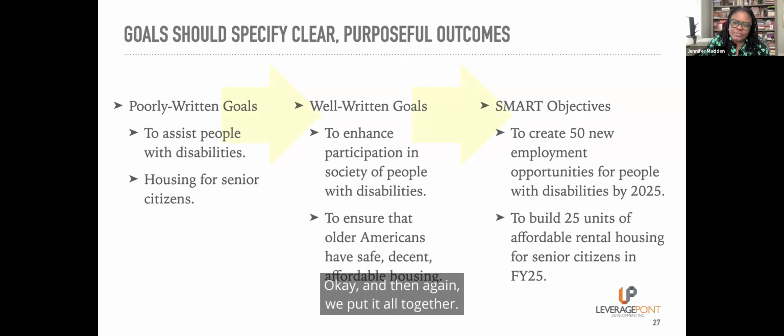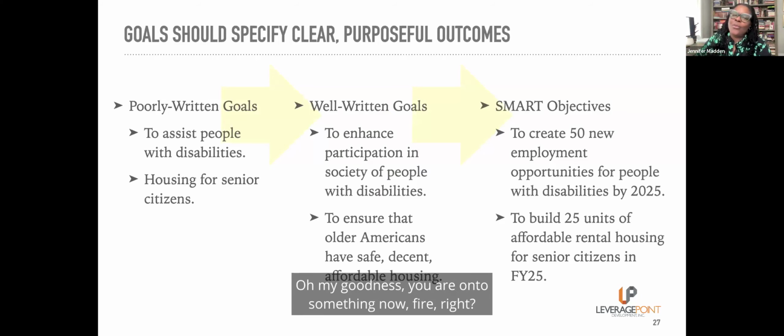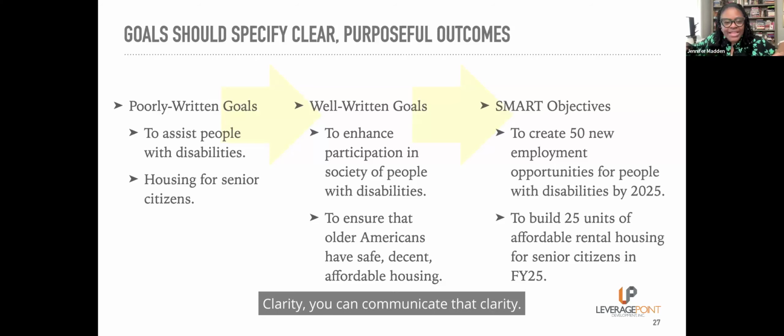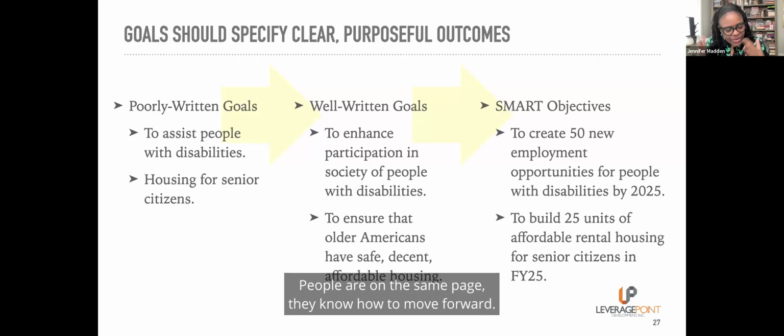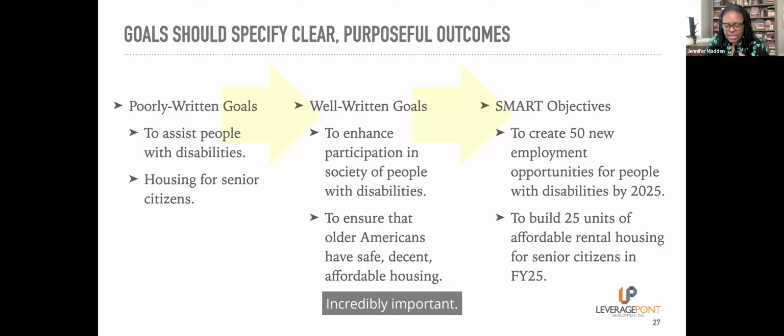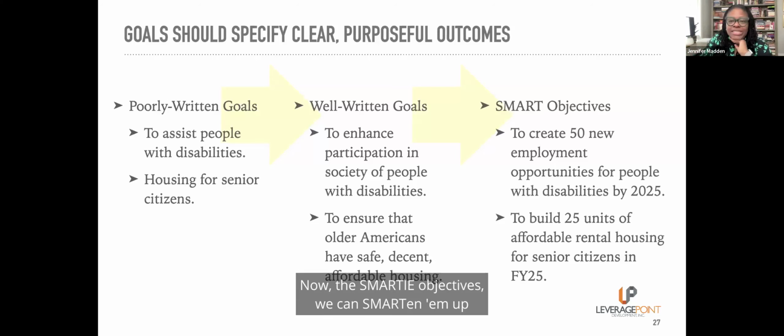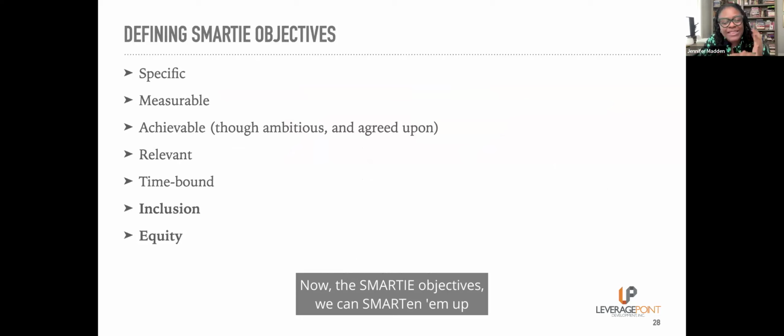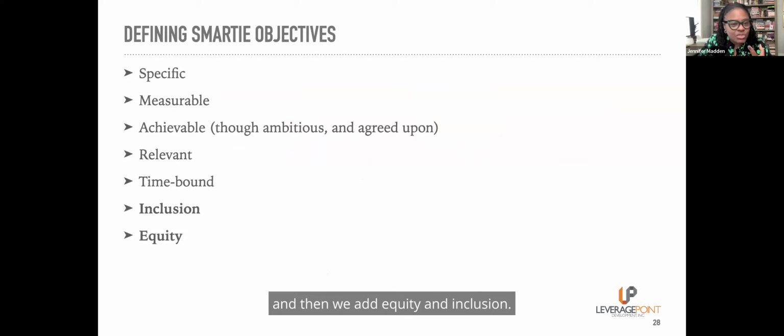Okay. And then again, we put it all together. We strengthen our goals, we write them really well, and then we smarten them up. Oh my goodness, you are on to something now. Fire, right? Clarity, you can communicate that clarity. People are on the same page, they know how to move forward. Incredibly important. Now, the SMART-T objectives, we can smarten them up, and then we add equity and inclusion.